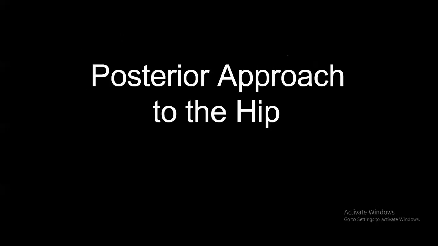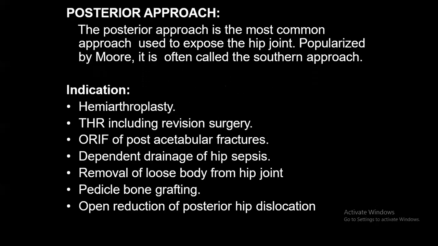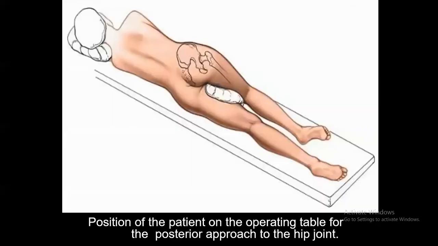Posterior approach to the hip joint. The posterior approach is the most common approach used to expose the hip joint, popularized by Moore, and often called the Southern or Moore approach. Indications of this approach: hemiarthroplasty, total hip replacement including revision surgery, open reduction and fixation of posterior acetabular fractures, dependent drainage of hip sepsis, removal of loose body from the hip joint when a dislocation has occurred, pedicle bone grafting, and open reduction of posterior dislocation of the hip.